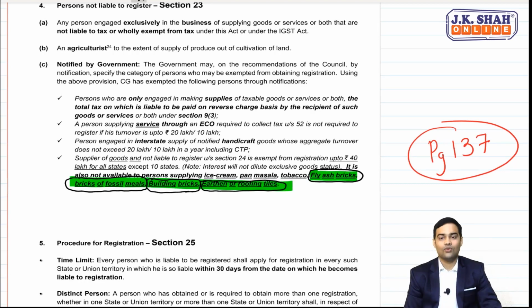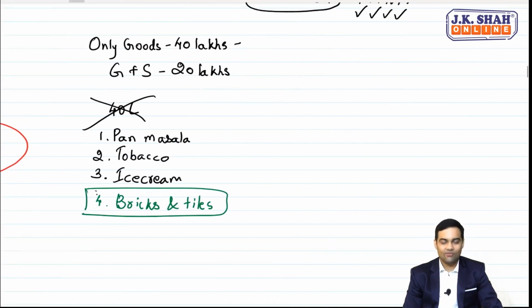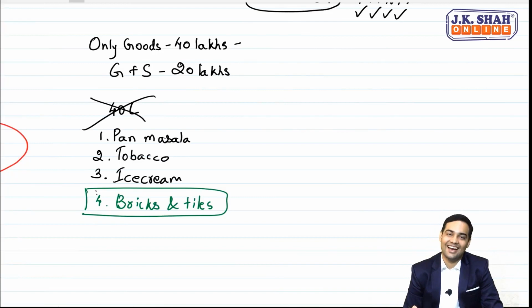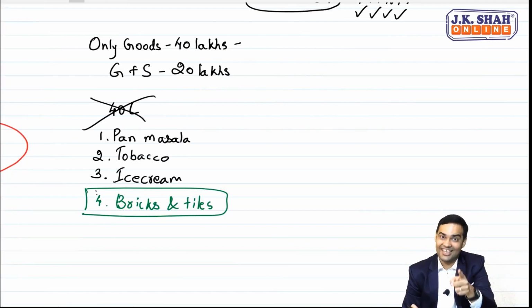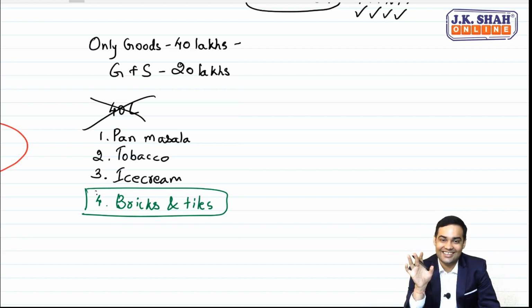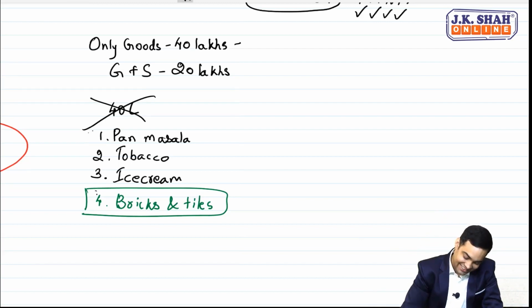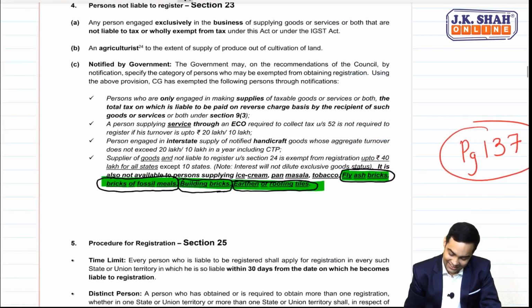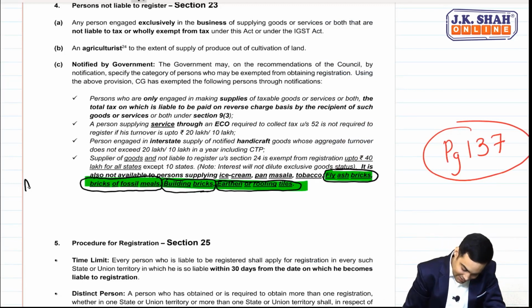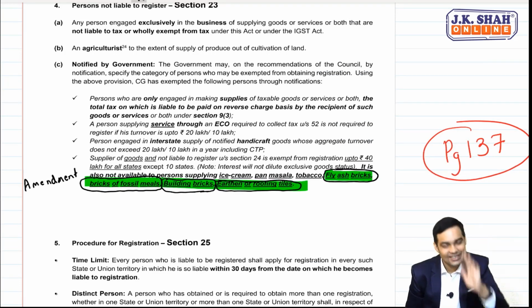Yes. So, 40 lakh limit is not applicable for pan masala, ice cream, aerated water is missing here. Be careful, don't add aerated water, because aerated water is there in composition scheme but not there here. Here only these four are there, and it's given here: pan masala, ice cream, tobacco, fly ash, bricks. Bricks and tiles have been newly added. This is the amendment part. Okay, that's the only amendment in this page.